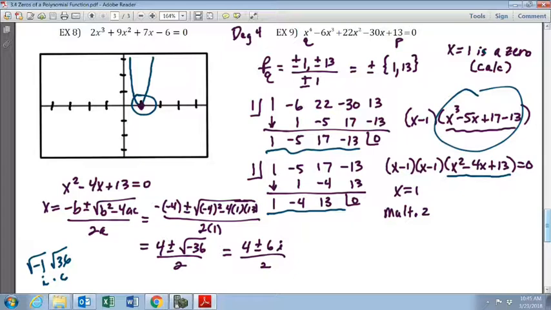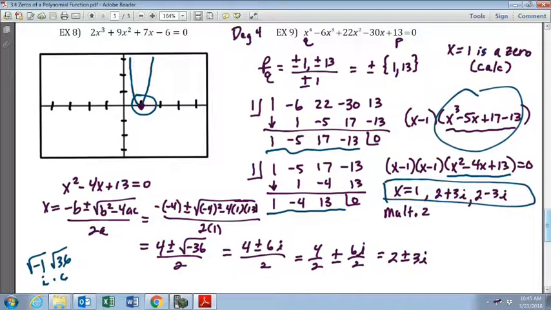So let's break this into 2 fractions. We get 4 over 2 plus or minus 6i over 2. So finally we're going to get 2 plus or minus 3i. So our other 2 zeros are going to be 2 plus 3i and 2 minus 3i. So again, we expected 4 solutions, and since x equals 1 is a repeated solution, it's repeated twice, it has multiplicity 2, you do have 4 solutions here counting the repeated solutions. All right, and that's it for this video.